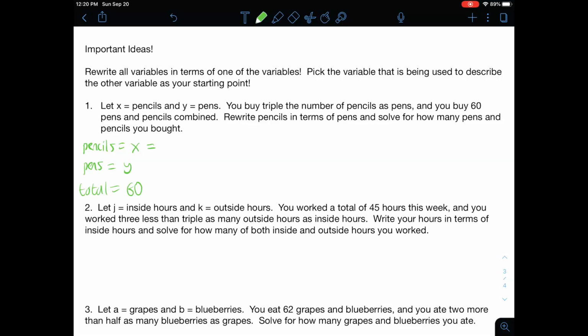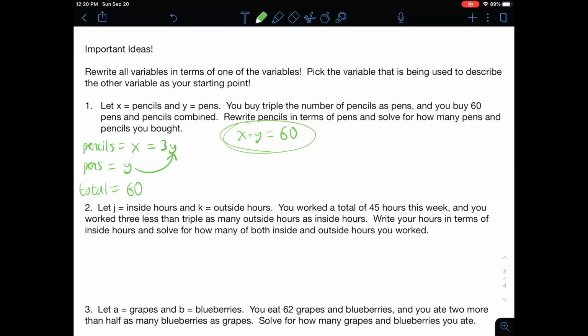How do we do triple? What operation is that? Multiplication, times 3, right? So I'm going to take this y and use it to describe pencils, but we're going to put 3y, right? Because pencils equals triple the number of pens, which is y. Okay? And that's a very important step because we're going to add these up. We have x plus y equals 60, but now I'm going to replace it.